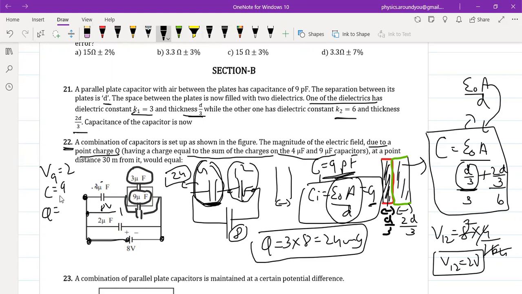How would I find the charge? Charge is CV. Q equal to CV, 18. So what is the charge stored in the 9 microfarad one? It would be 18 units.